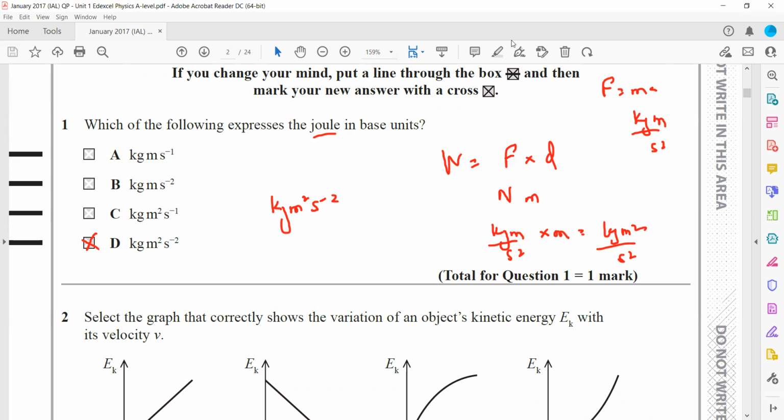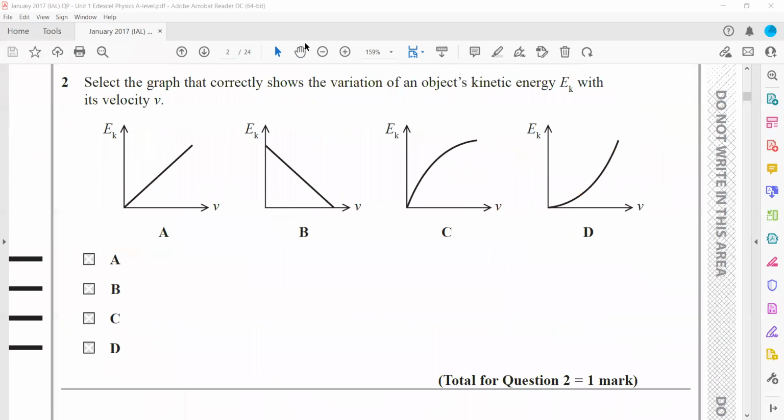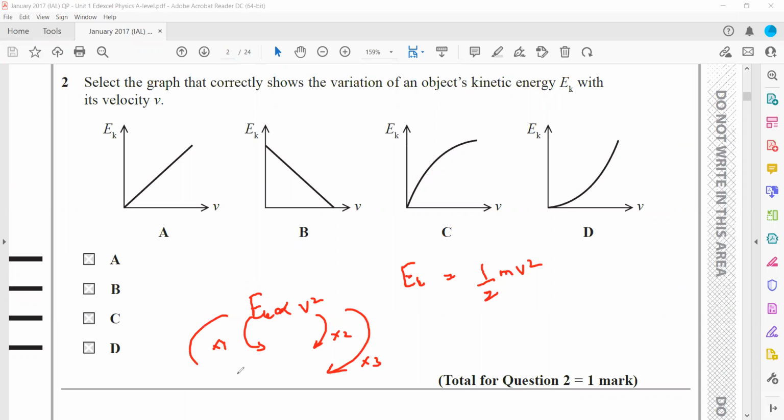The next: select the graph which correctly shows the variation of kinetic energy with the speed. So the kinetic energy is equal to half mv square. What is the relation between the kinetic energy and the speed square? They are proportional to the square. So if the speed is double, the kinetic energy will increase by 4. If the speed is triple, kinetic energy increases by 9.